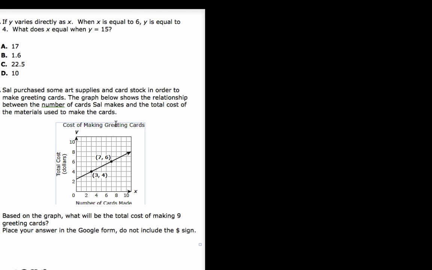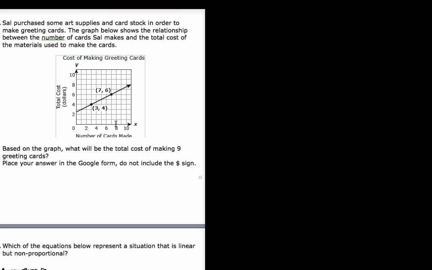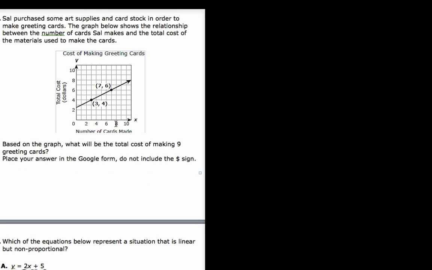Number 12. Sal purchased some art supplies and cardstock in order to make greeting cards. The graph below shows the relationship between the number of cards Sal makes and the total cost of materials used to make the cards. Based on the graph, what will be the total cost of making 9 greeting cards? Place your answer in the Google form. Do not include the $ sign.